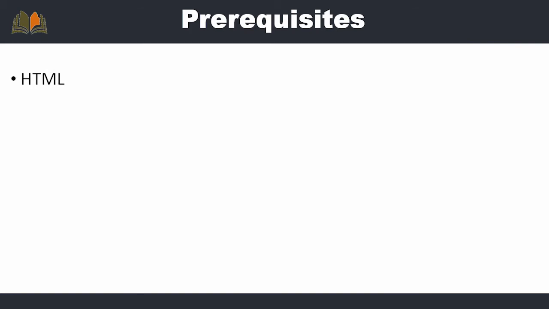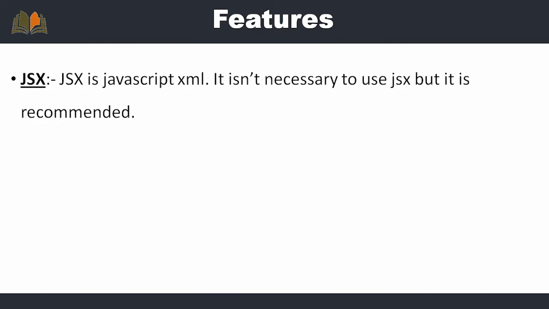Now the prerequisites. The prerequisites include HTML, CSS, JavaScript as well as JSX. JSX is nothing but JavaScript XML. Now let us discuss our features. The first feature is JSX. JSX is JavaScript XML, and it is not necessary to use JSX, but it is recommended to use it in ReactJS. In my upcoming videos I will demonstrate what JSX is and how to write JSX code, everything in detail.